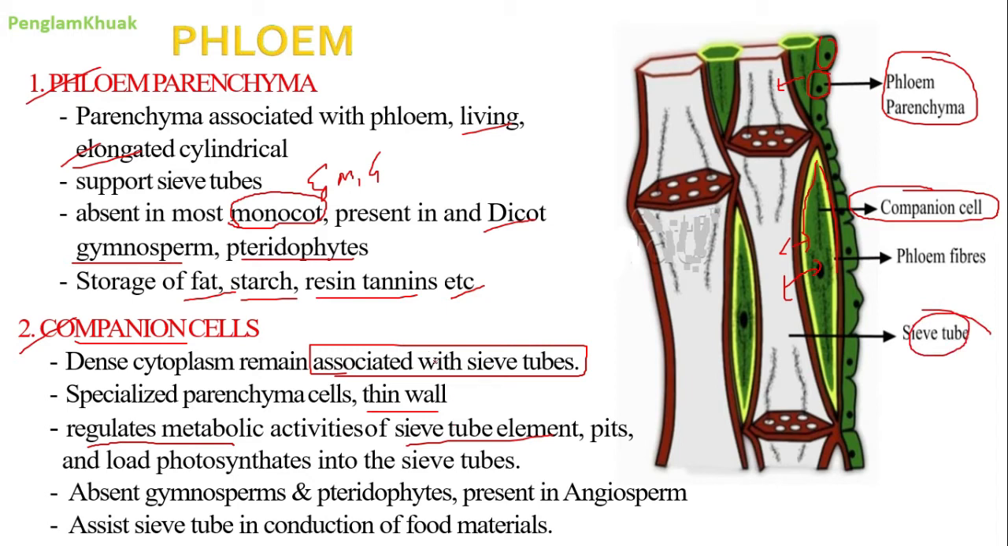Keep in your mind that they are absent in gymnosperm and pteridophytic plants, but they are present in angiospermic plants. So these companion cells help in conduction of food material. The food material, that is glucose, will be transported through the pit, and the sieve tube will be transporting the glucose, which is from the companion cells through the pits.